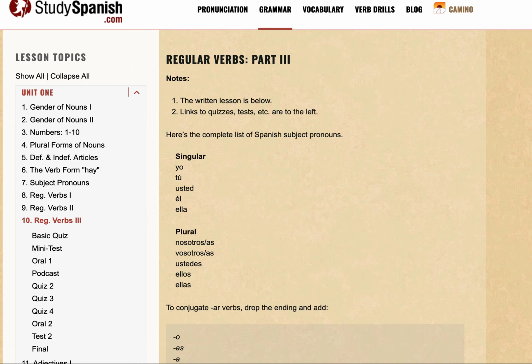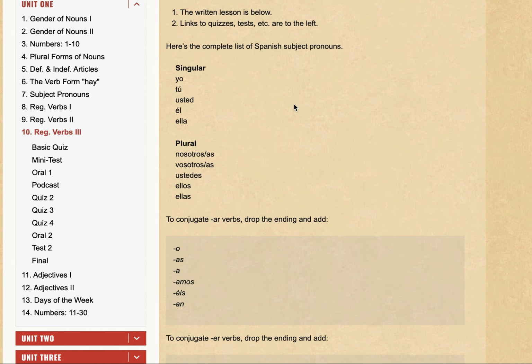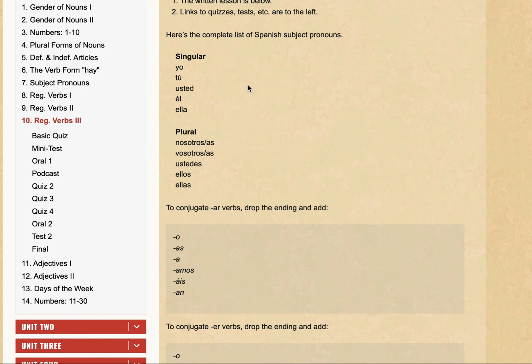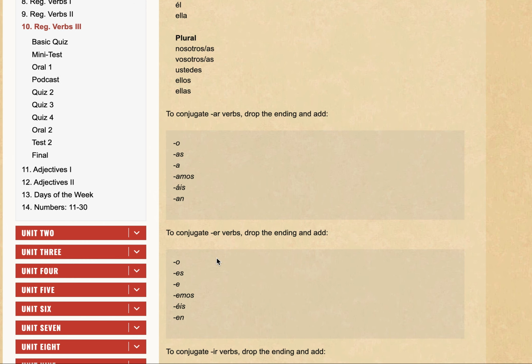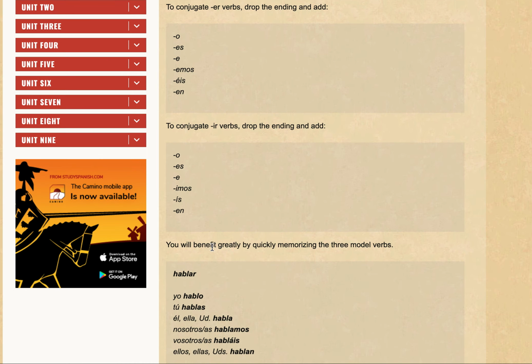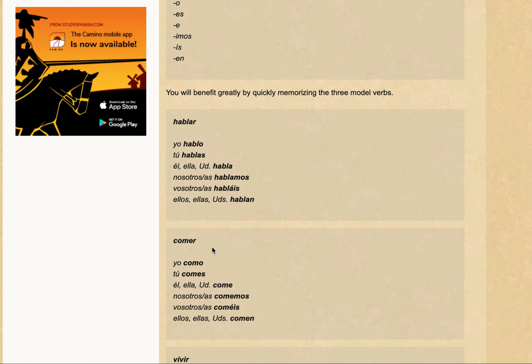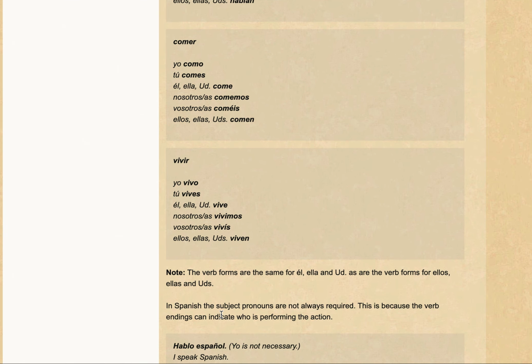Yesterday we were just introducing ourselves to this section, regular verbs part 3. So far, what you've seen is basically a recap of what you've learned. You have singular, plural, and what is being added to the verbs. This is just basically a recap.